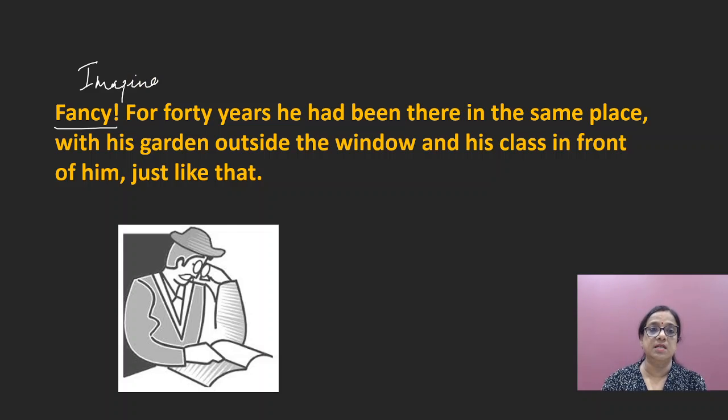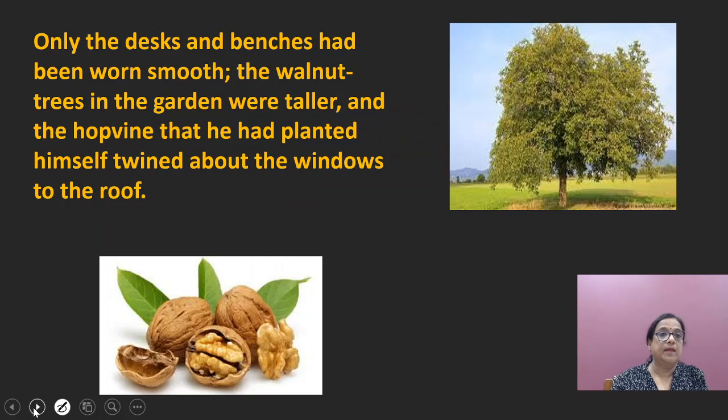That is, he was teaching in that school for 40 years. He had been there in the same place with his garden outside the window and his class in front of him. That is, he stayed there, and there was the garden for 40 long years. Only the desks and benches had worn smooth. Worn smooth means they had become old.